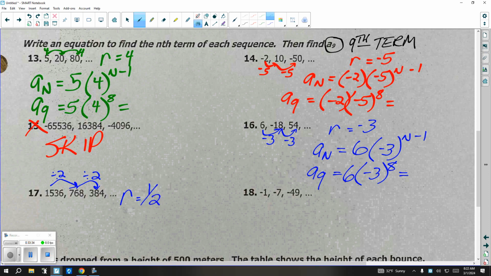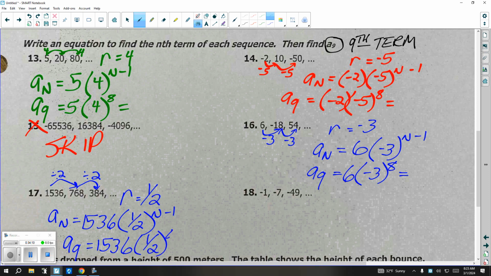Okay, so the nth term would be the first term times R to the n minus 1. So that means that the 9th term is going to be the first term times R to the 8th. Okay, and then I'm not going to do those, so everything else is done.